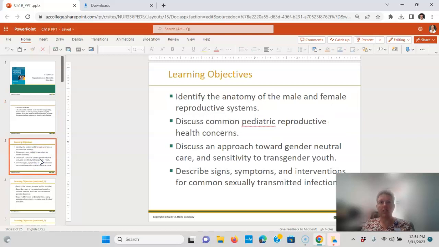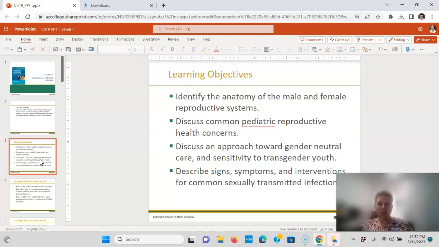So some of the things that we're going to do in this chapter is identify the anatomy of male and female. You got to know that. You're going to need to know that anyway for med surg and everything else. So you might as well have those terms in your memory. Discussing pediatric reproductive health concerns, the most common ones that you'll see.